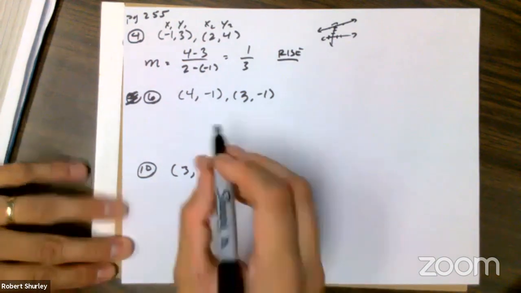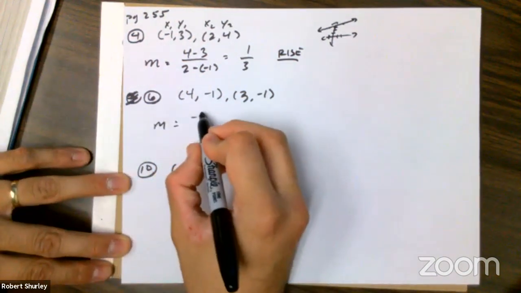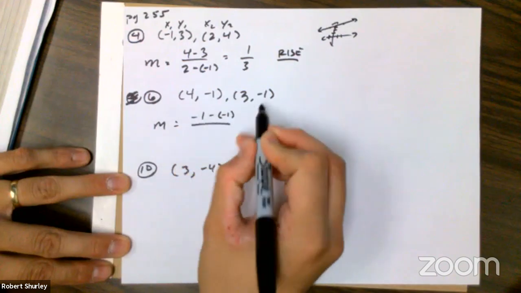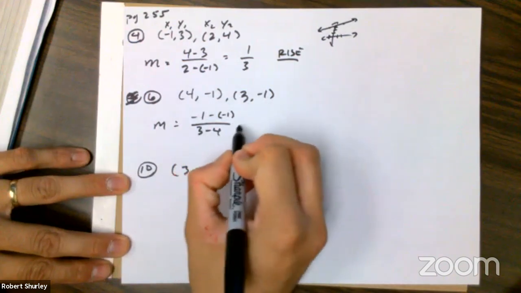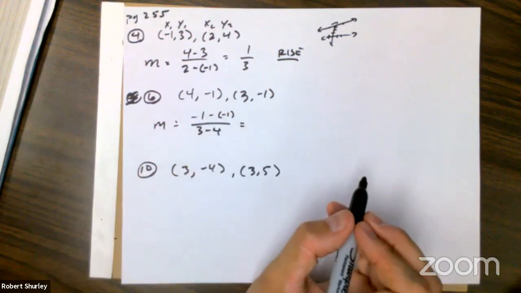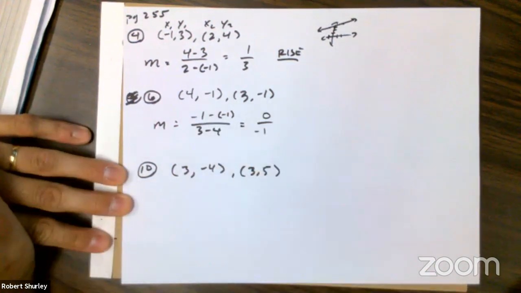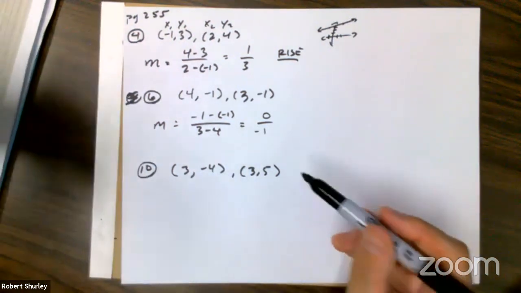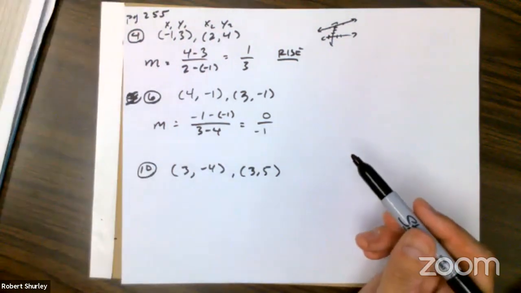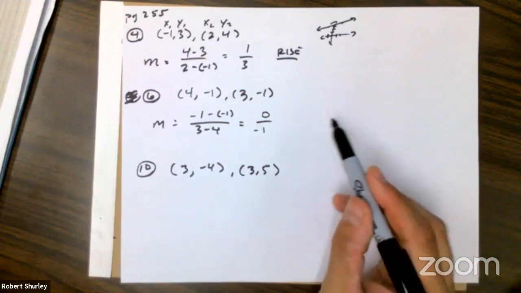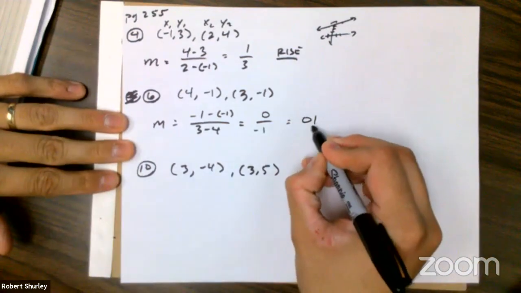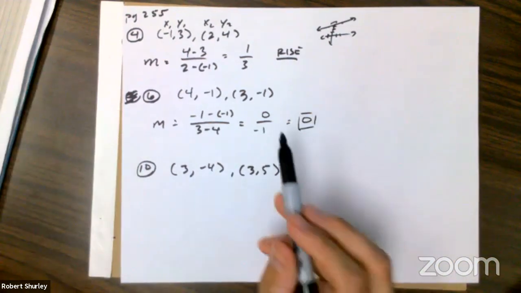Okay, so the second one, we've got m equals -1 minus a -1 over 3 minus 4. Well, -1 minus a -1, that's -1 plus 1. So that's 0 over -1, right? Now 0 divided by anything is just going to be 0, right? If I had nothing and divided it, that's still just nothing.